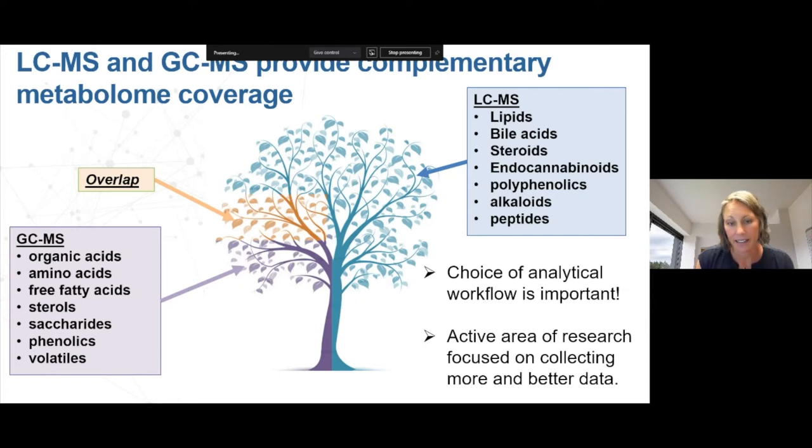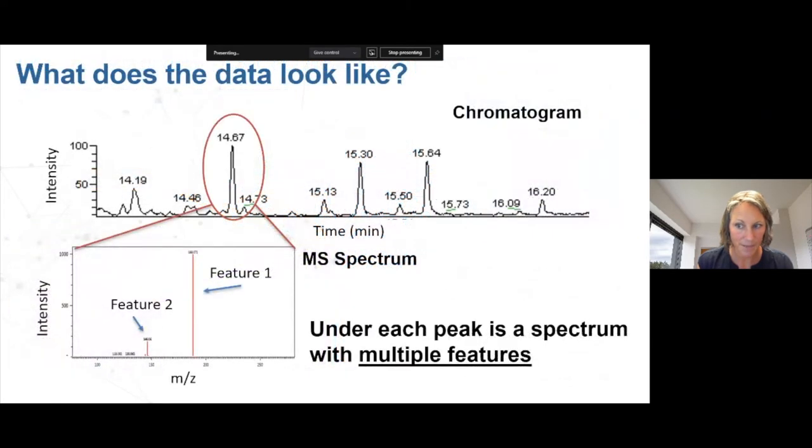I will also say that optimization of analytical detection, so in other words, how can we collect more and better data in less time, is something that is an active area of research by analytical chemists like my group and others that are working in this area. Okay, so we make our choices, but no matter what choices we make, at the end of the day, we're going to ultimately result in data of similar structure, right? So we're going to end up again with our chromatogram and our mass spectrum, where we have lots of peaks or features that we've detected.